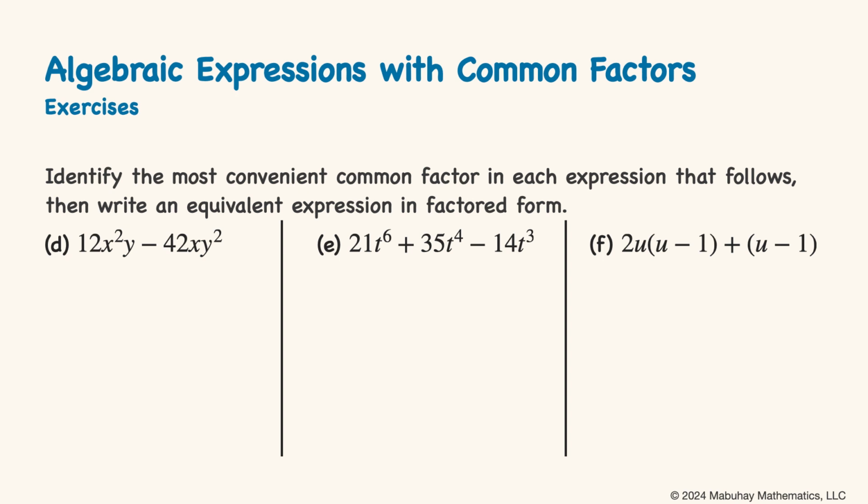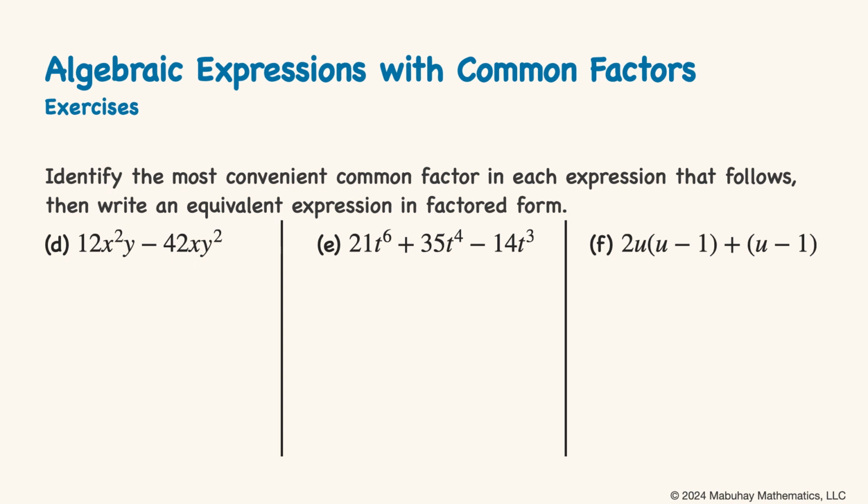Okay, part D, 12x squared y minus 42xy squared. So looking at the constants, we see 12 and negative 42. Both of those have a factor of 6. Looking at the variables, we see both terms contain at least one x and at least one y. So x and y are both going to be common factors.